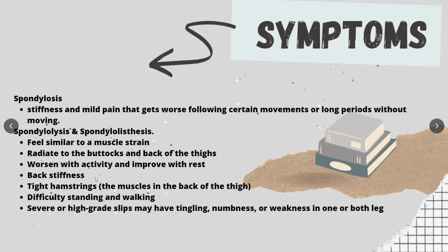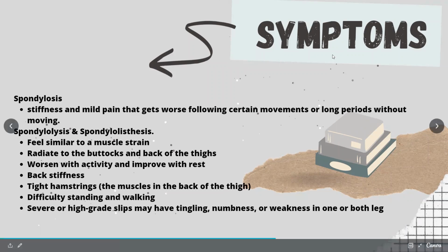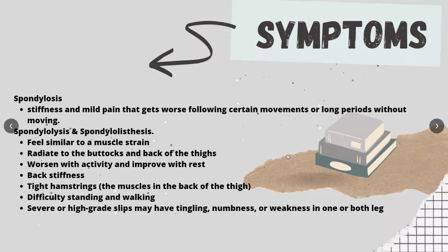Siyempre, naka-experience din sila ng back stiffness, then tight hamstring, which is located dun sa back part of our thigh. In a worst scenario, nakaka-experience sila ng difficulty standing and walking. Then for spondylolisthesis, severe or high-grade slip may have tingling sensation, numbness, weakness of one or both of our legs.